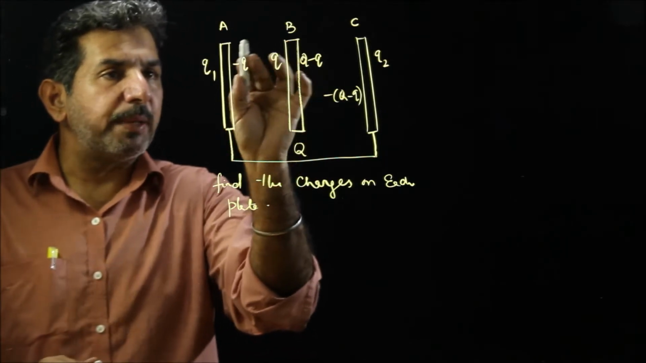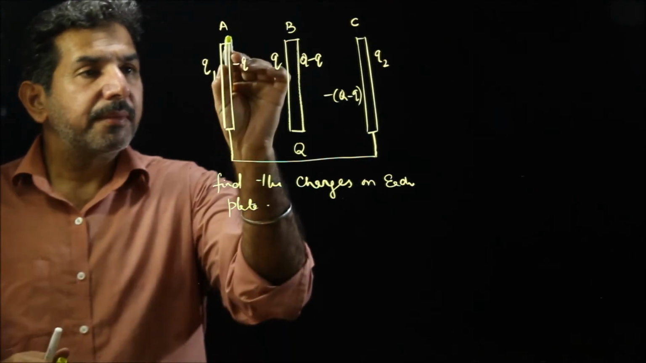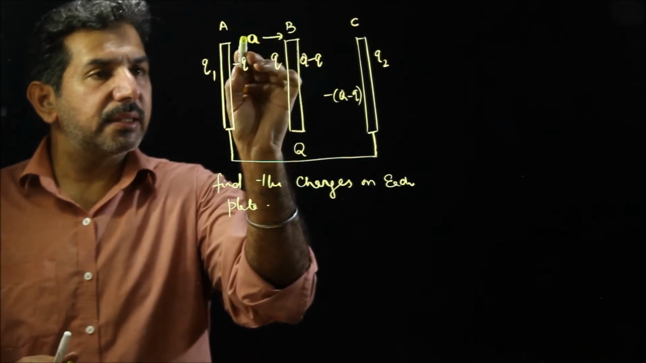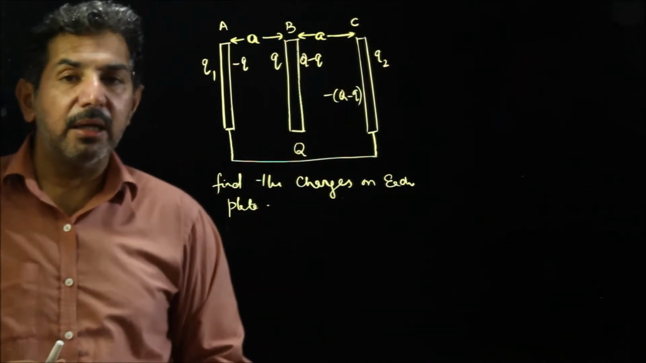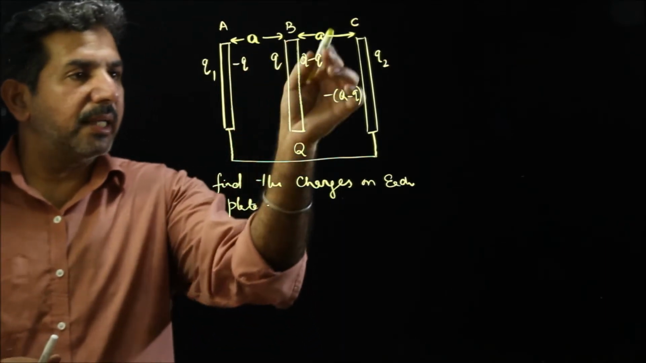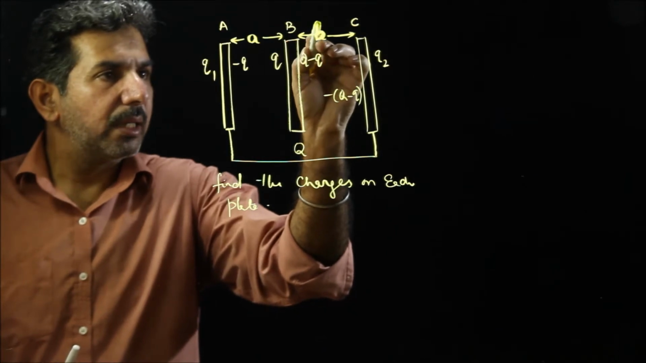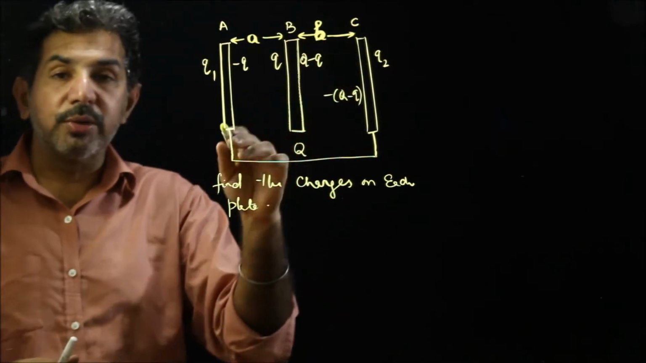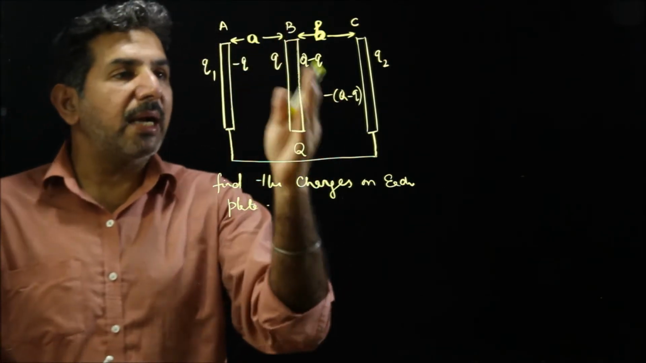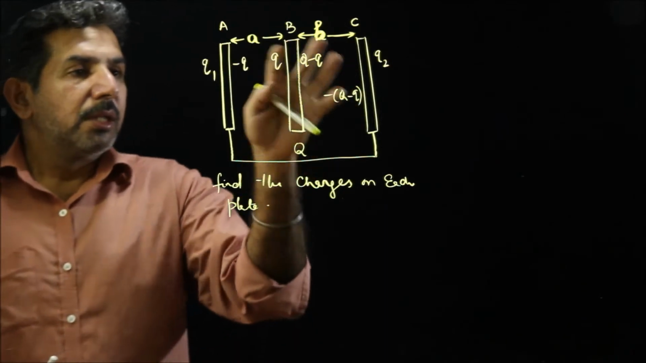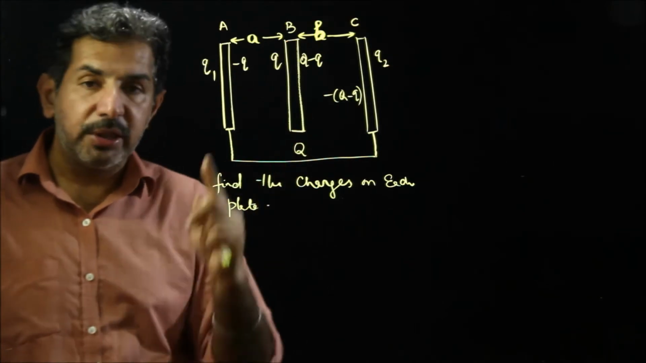Now these two plates are separated by a distance small a. This will normally be given in the numerical or in the question. So this is A and this is also A. Oh, sorry, this is B. It's not always that both the distances are equal. So I can say this distance is A and this distance is B. So A and B. Fine. So the rest is in front of you, A, B and the charges that we have distributed. This is step number 1.